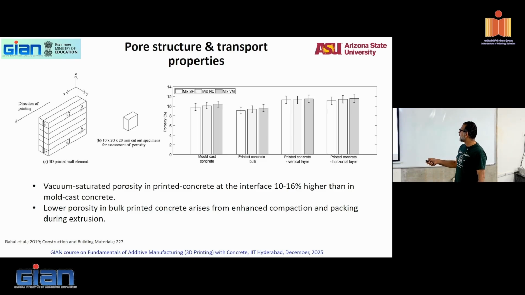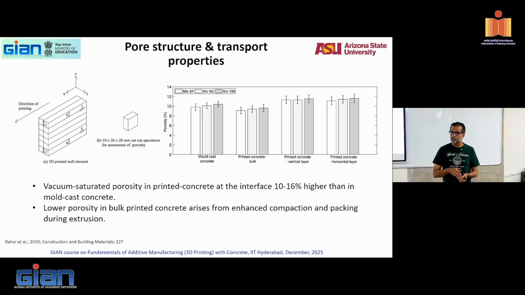Okay, so vacuum saturated porosity at the interface is 10 to 16% higher than in mold cast concrete. Obviously, right? The porosity will be higher at the interface. You can do mercury intrusion porosimetry. Take a piece of concrete, cut it at an interface and the bulk, take a small piece from the bulk and do MIP, take a small piece from the interface and do MIP, and you will see 10 to 20% difference in porosity between bulk and interface. Interfaces are always more porous. You can quantify that. And therefore, will the transport of moisture and ions through the interface be faster or slower? Much faster, correct?